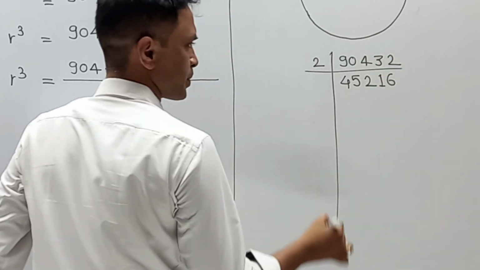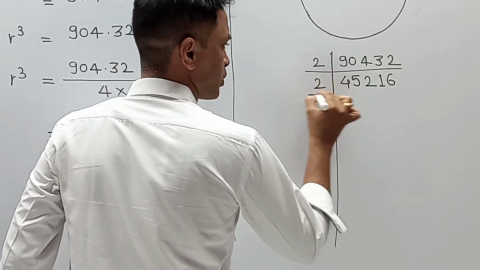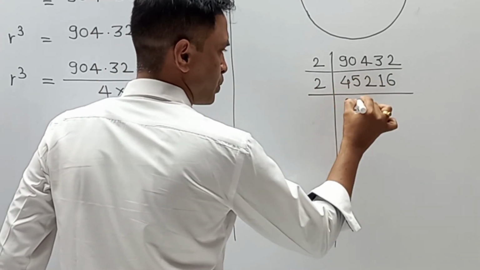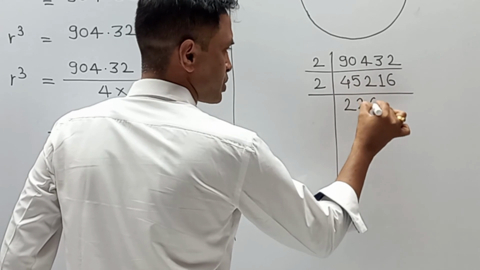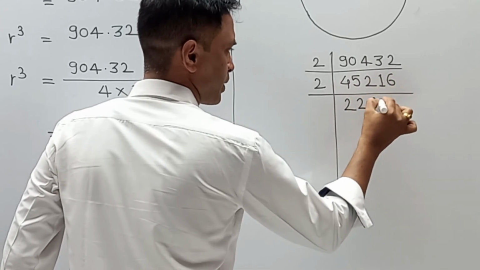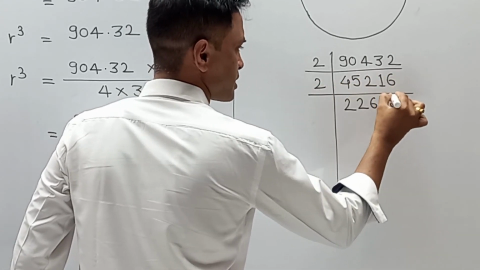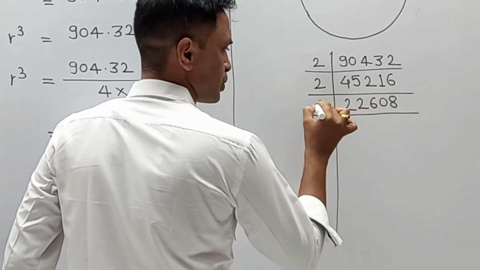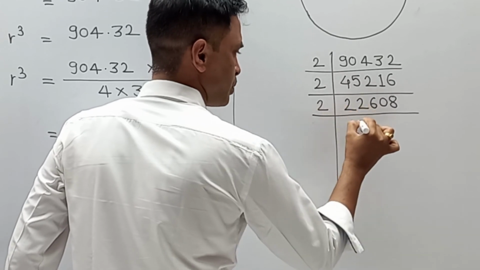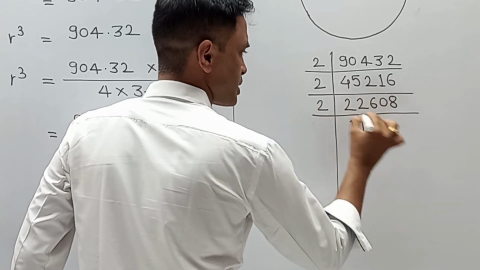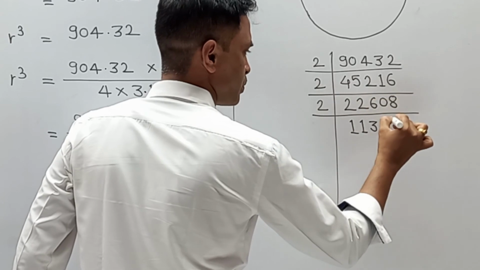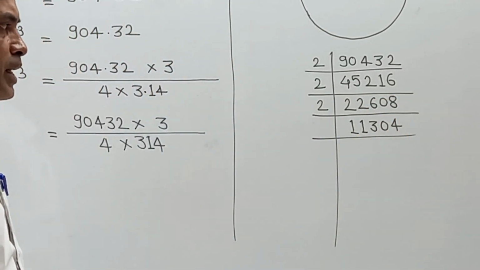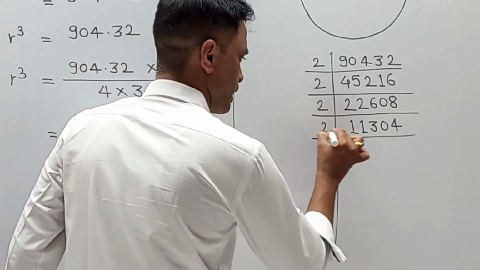2 6s are 12. Next, dividing it again by 2 because last number is a 6. 2 2s are 4. 2 2s are 4. Carry 1. 2 6s are 12. 1 cannot be divided, so 0. And 2 8s are 16. Again last number is 8, so divisible by 2. So 2 1s are 2. 2 1s are 2. 2 3s are 6. 2 zeros are 0. 2 4s are. Again last number is 4, so dividing it by 2.